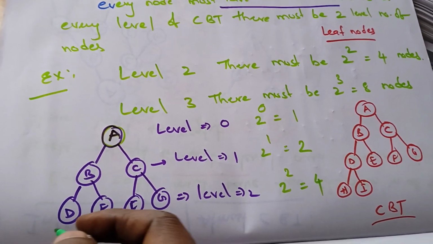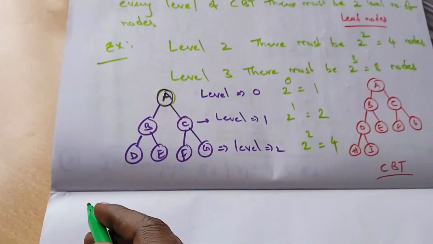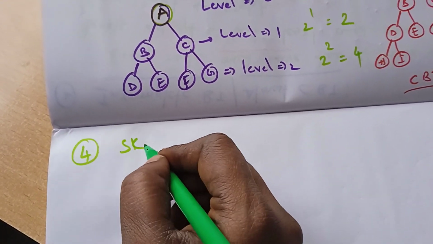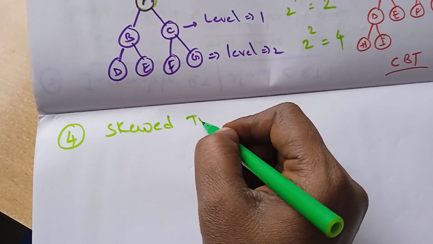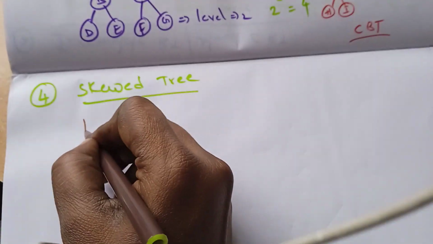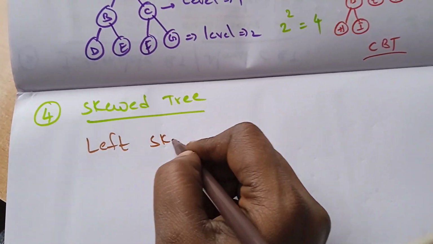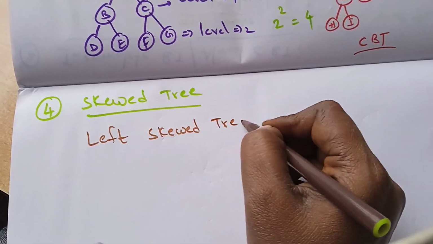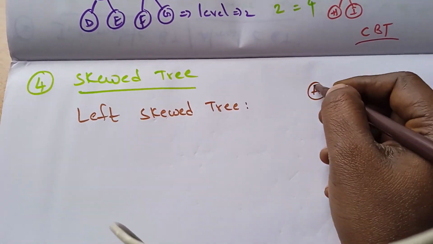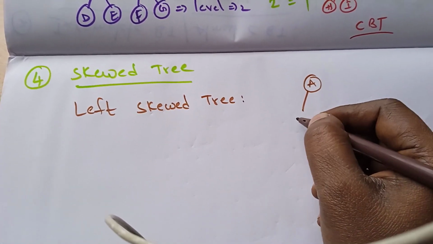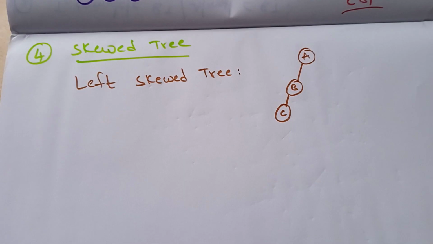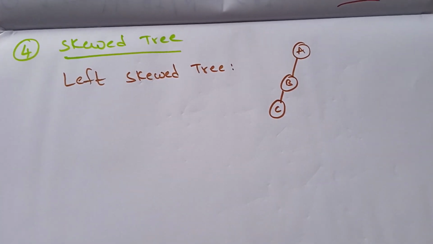And the next is skewed tree. Left skewed tree. That is, the nodes in a tree will be arranged on the left hand side. The nodes of a tree will be arranged on the left hand side. That is called a left skewed tree.